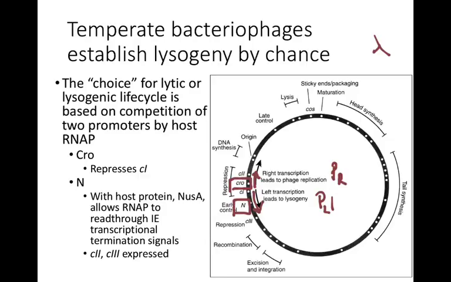Now, the function of N is to bind to a host protein known as NUS1. And when N and NUS1 bind together, they allow the host RNA polymerase to continue reading past these termination signals that exist in both the CRO and the N mRNA regions. And so when N binds to NUS-A, and when these bind to RNA polymerase, transcription will proceed further. And so from the rightward transcript, we get both CRO and production of C2.